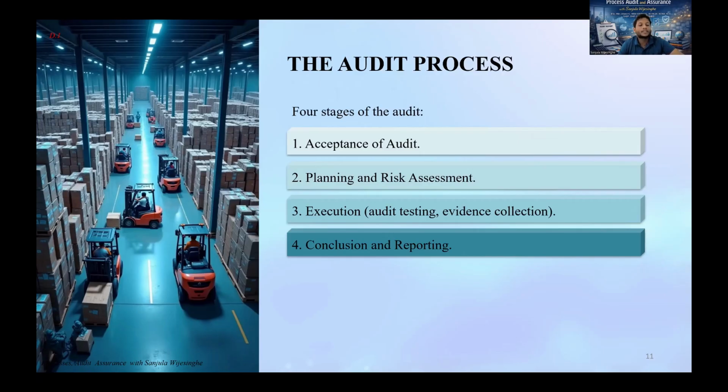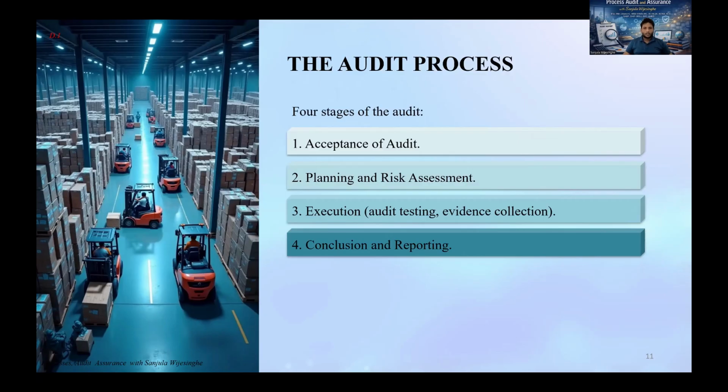Then we have execution. Under execution, audit testing and evidence collection. For example, obtaining audit evidence. It should be sufficient and appropriate, right? Sufficient means the quantity of the data, appropriate means the quality of the data. Quality should be there and quantity should also be enough.